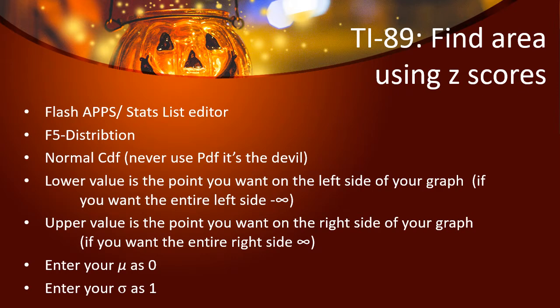So this is how we would find an area or a percentile if we're given z-scores instead of actual values. If we're given z-scores, it's going to be the same thing that we did before, only we're going to enter mu as 0 and sigma as 1 because that's the standard normal distribution. And since we're using z-scores, we now have a standard normal distribution. So I'll give you a sec to pause so that you can write these instructions down.